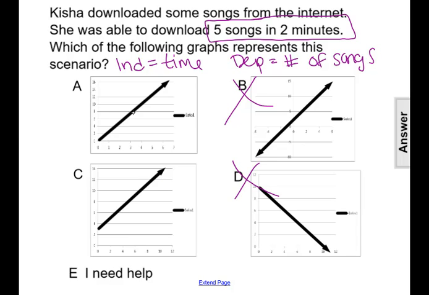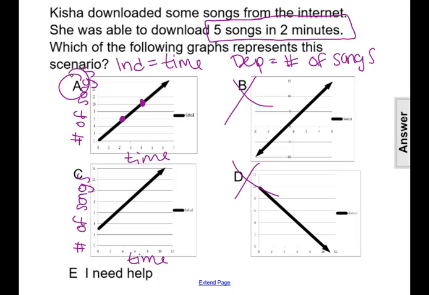Now, graphs A and C both show that as time goes on the x-axis, the number of songs is also increasing on the y-axis. So they are both correct in that aspect. But we now have to take into account the ordered pairs coming from the 5 songs in 2 minutes. For example, if you go to 2 on the x-axis, you should be going up to 5 on the y-axis. If you then go to 4 on the x-axis, you should be going up to 10 on the y-axis, and so on and so forth. This is happening in graph A.